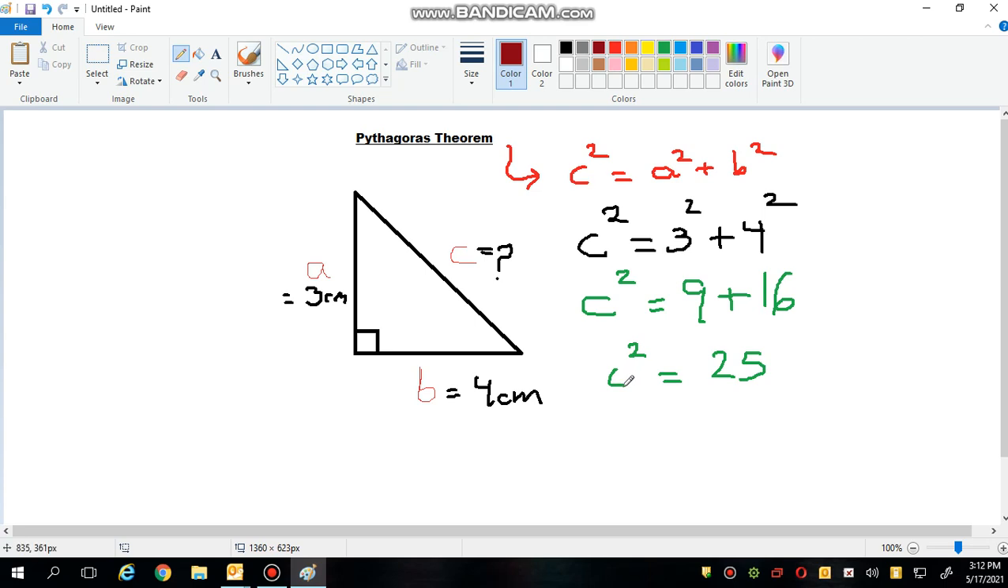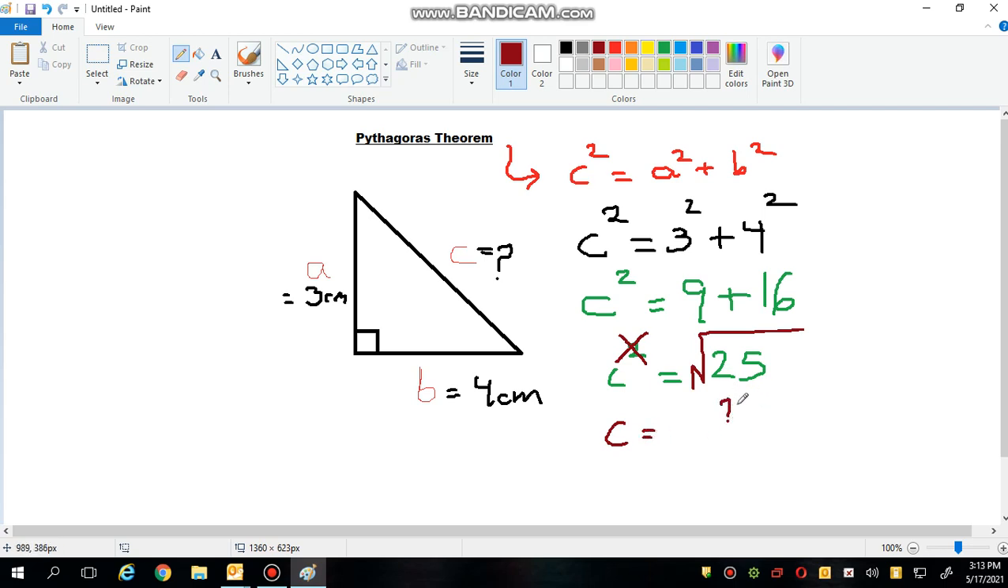In order to find c, I got to get rid of this squared, and when you do that, automatically on the right hand side you put a square root. Okay? Anytime you get rid of the square, then on the other side of the equal sign you put a square root. And so c is equal to the square root of 25.